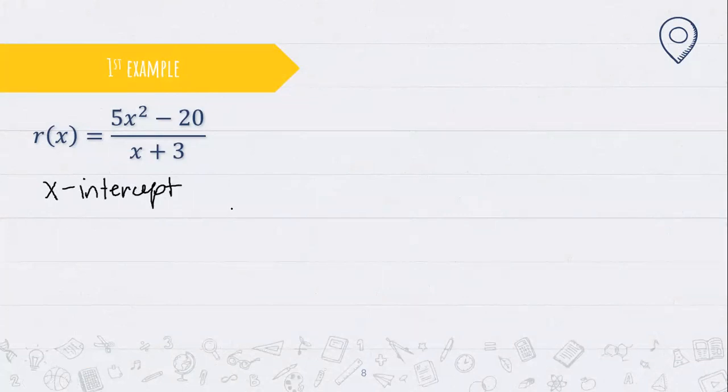So, paano nang hanapin yung x-intercept? Kailangan nating i-equate sa 0 si numerator. Ngayon, tanungin ko kayo, class, sa tingin nyo ba itong r of x is equal to 5x squared minus 20 over x plus 3 is already simplified? Meron ba silang common factor na pwede nating i-cancel? What do you think?